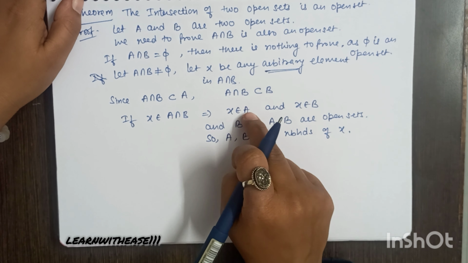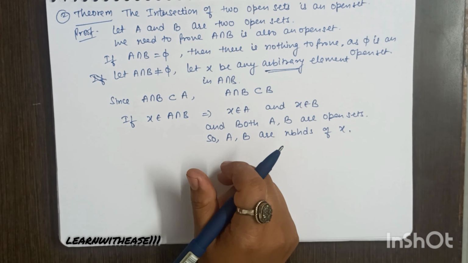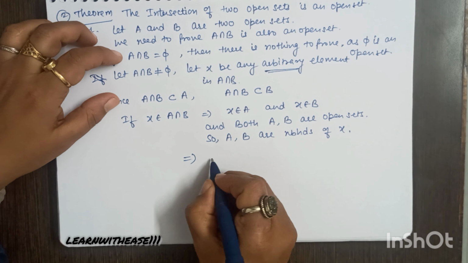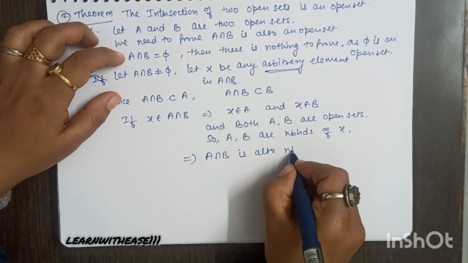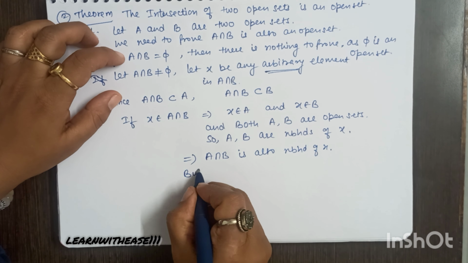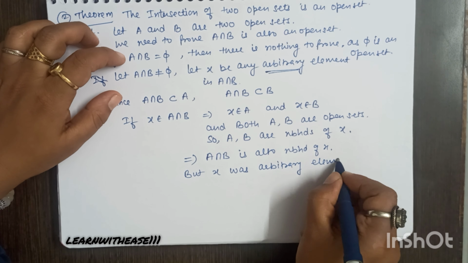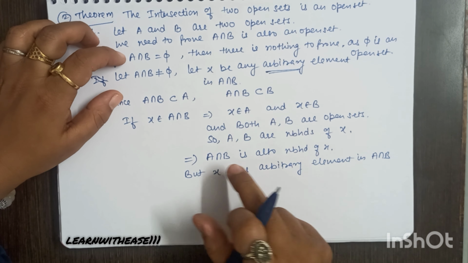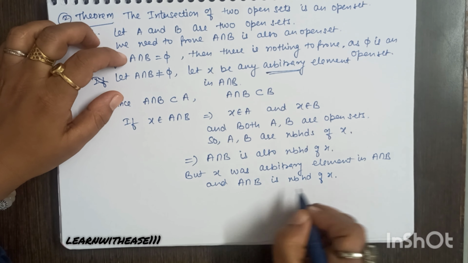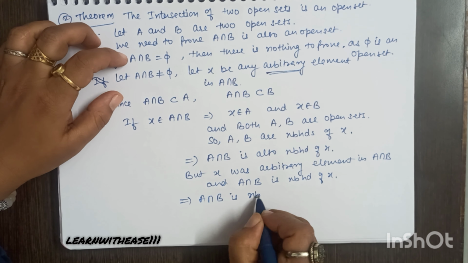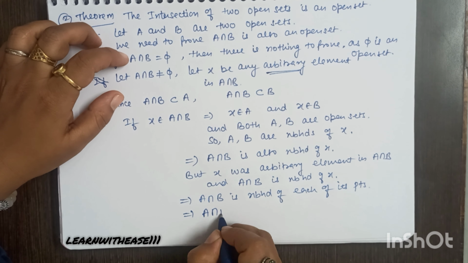Since both are neighborhoods of X, their intersection, which contains the common points of them, has to be a neighborhood of X too. So this implies A intersection B is also a neighborhood of X. But X was arbitrarily chosen from the set A intersection B, and A intersection B became a neighborhood of X. That means it is a neighborhood of each of its elements, and hence it is open. This proves the result.